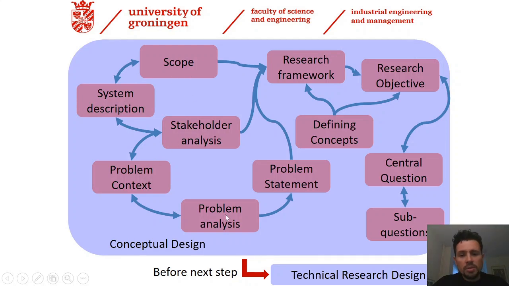And from that problem context, the problem analysis, we will find the so-called problem statement. Now the scope, information gathered from the stakeholder analysis, and the problem statement should be enough to prepare our research framework together with key concepts connected to the research that should be done. Now from there we go to the research objective. The research framework then works as a tool, an intermediary tool between the objective and the elaboration of the questions. Later on, of course, the sub-questions.